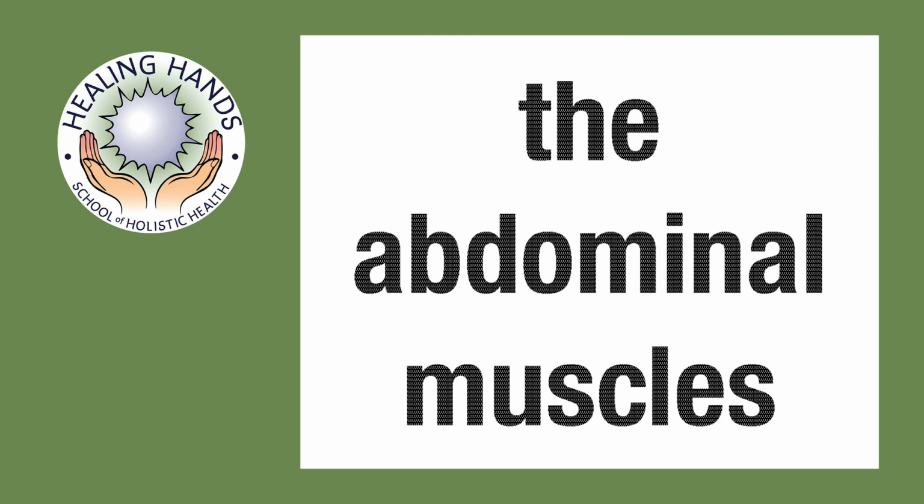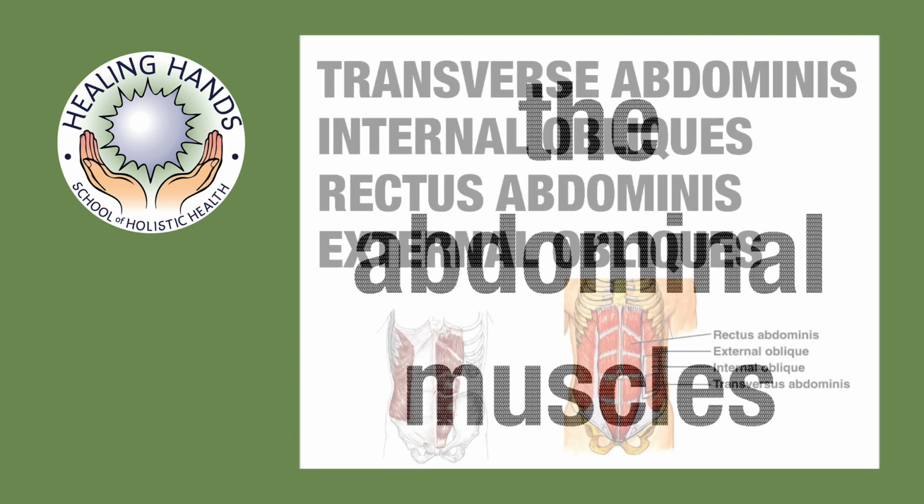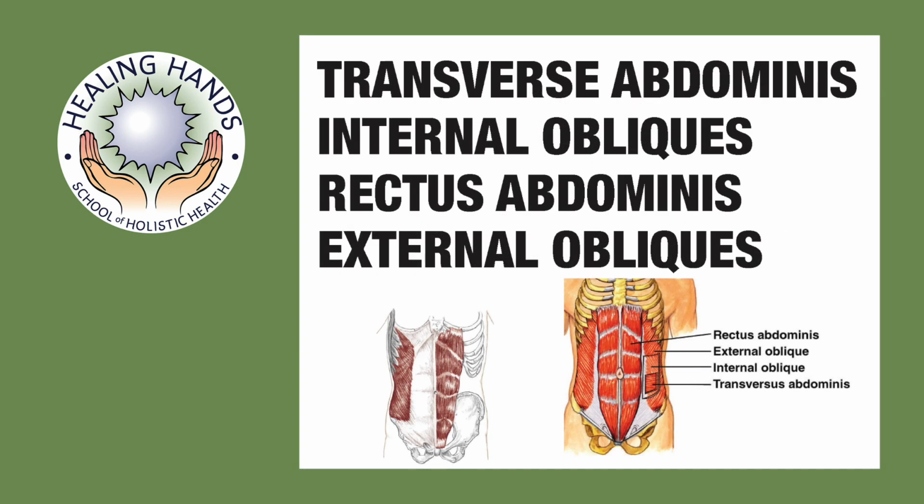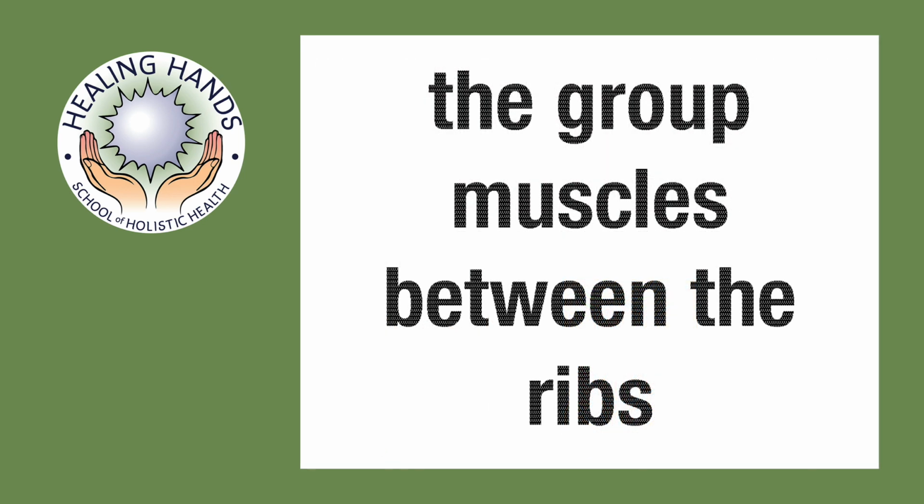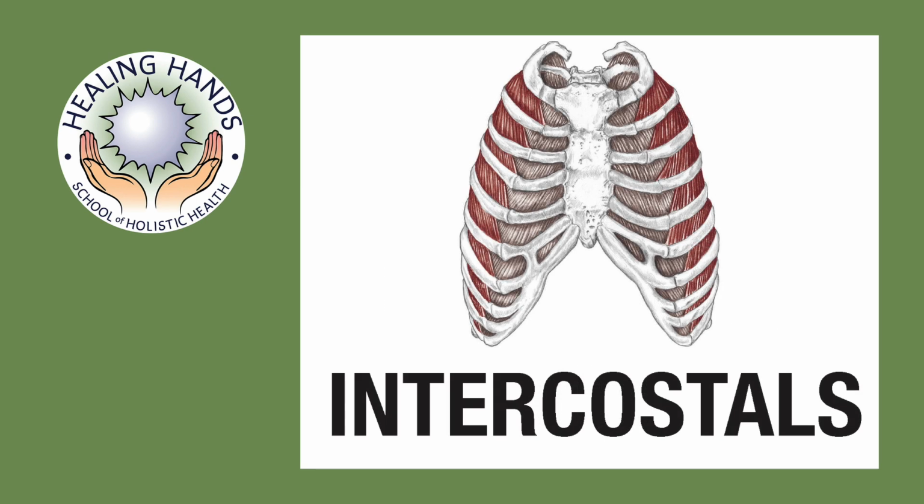The 4 abdominal muscles are transverse abdominis, internal obliques, rectus abdominis, and external obliques. And the group of muscles in between the ribs, going from rib to rib, are the intercostals.